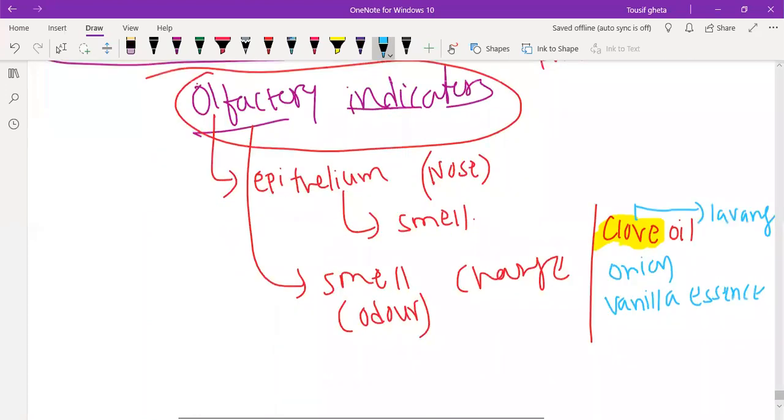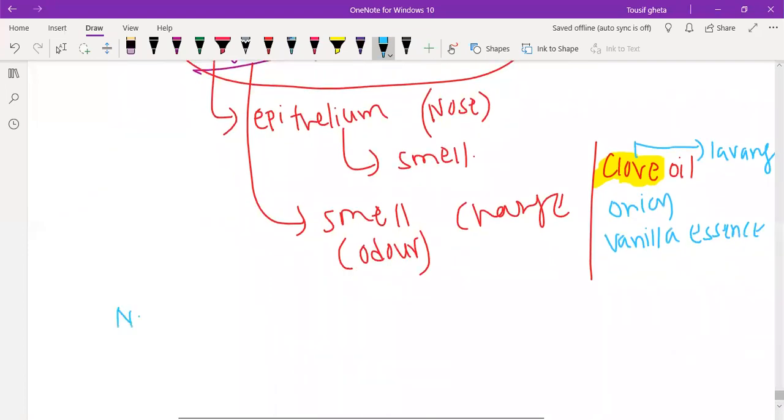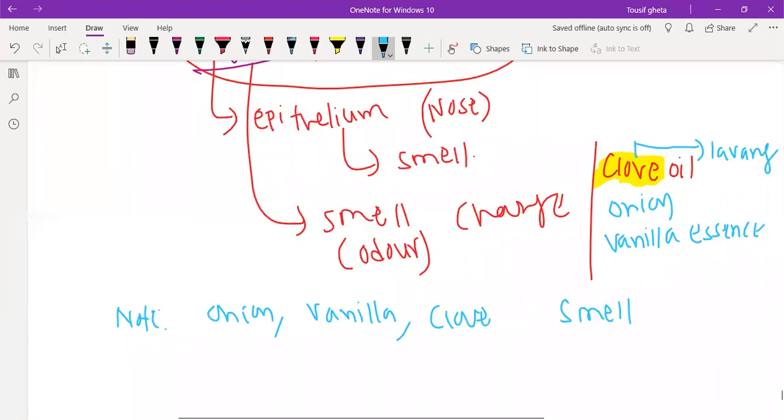So what do they do? One note I will give you. In that, remember this indicator like onion, this what I say vanilla, or this is what I say the clove. Their smell remains the same in acid. But you will not get any smell in base.